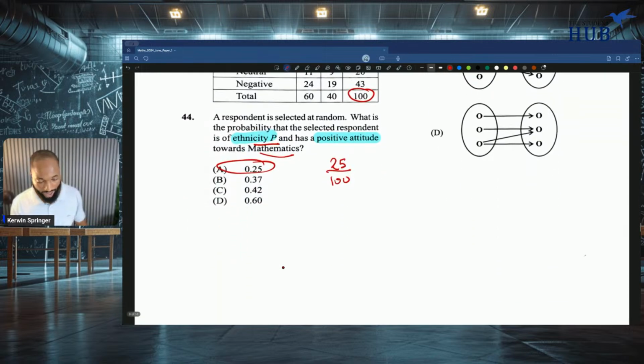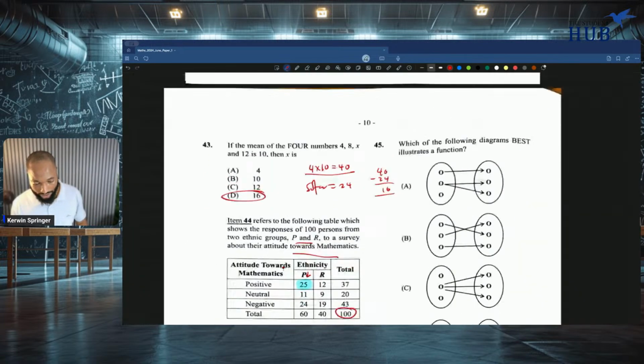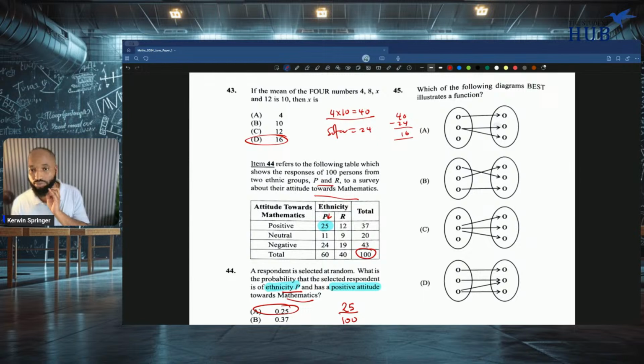So number 45, let's go. Which of the following diagrams best illustrates a function? Which one of these is a function?